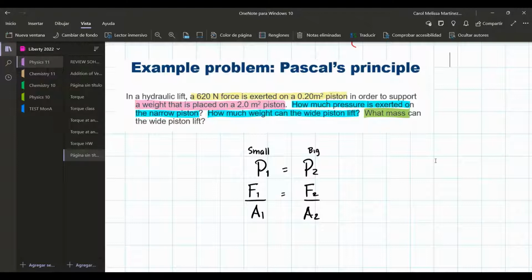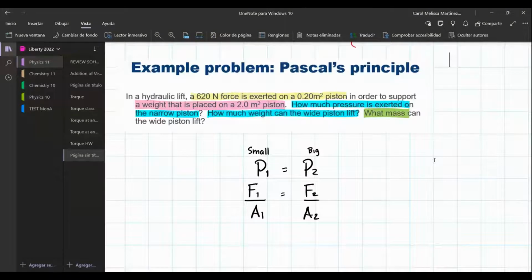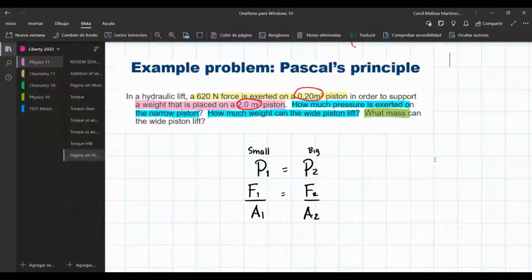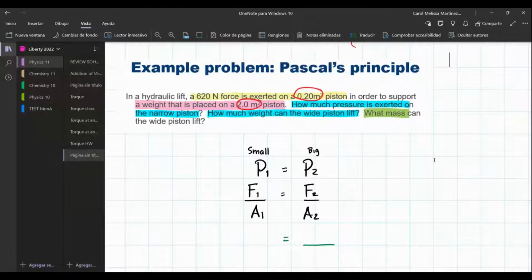So they are telling me that between the 2 pistons, which one is the bigger one? The one of 2 or the one of 0.20? The one of 2 is the bigger one, okay? So what do I know? I know from the big piston the area of the big one, I don't know the force.